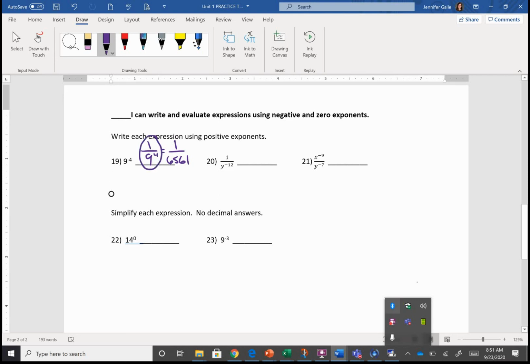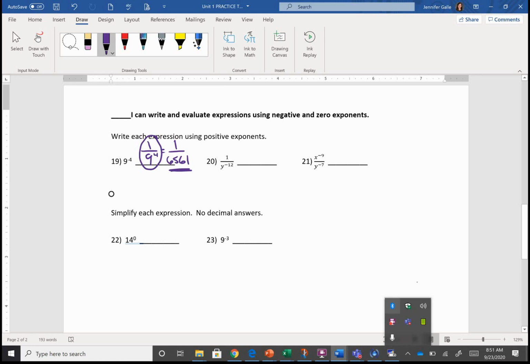Now, in number 20, this is the big thing I have to stress. The y and the 12, they're stuck. I can't pull them apart and just move the 12 to the top because I want to make that positive. So we have to take the whole thing and move it to the top. The y and the 12 are stuck.